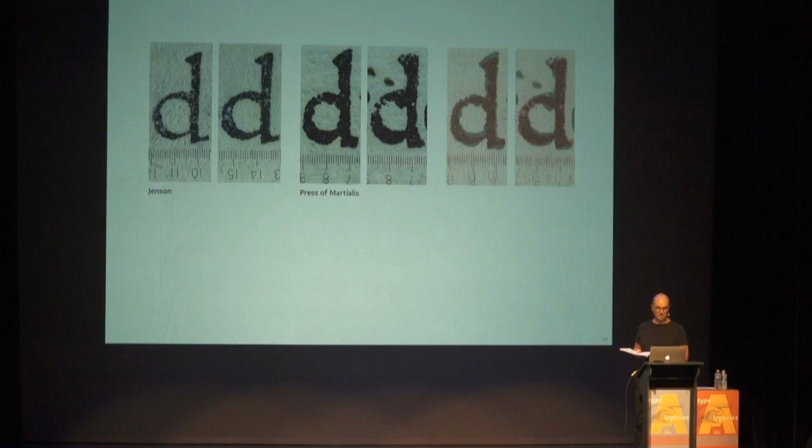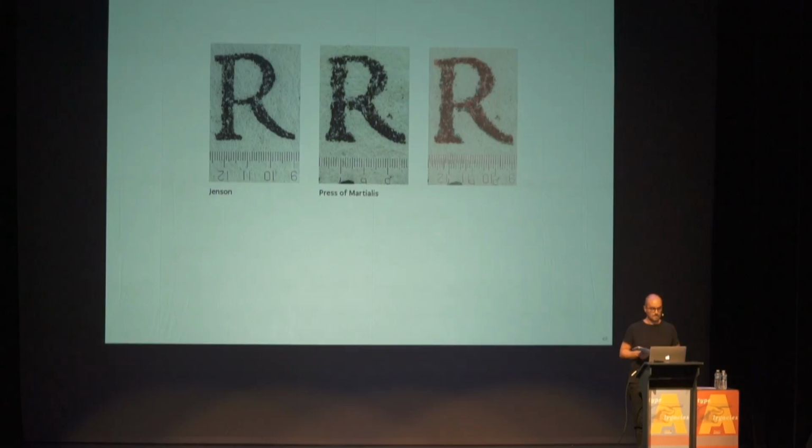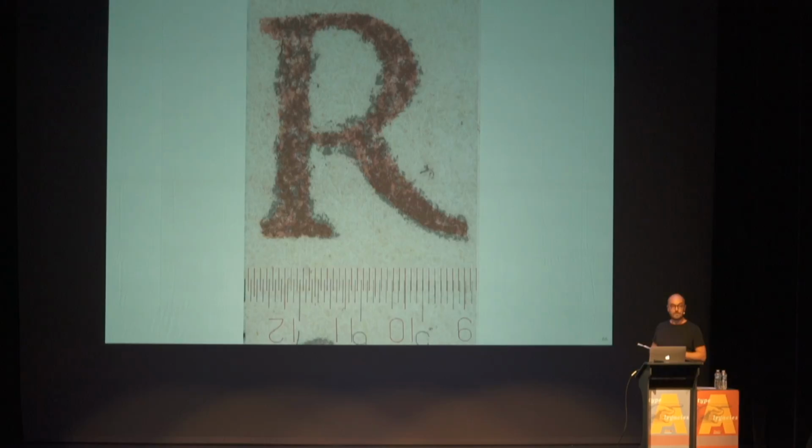The same for lowercase d: despite the boldness and the smashed outline of Presso Marcialis's d, the structure of the two letters corresponds. The same for capital R. You see that there is some gray in the middle, which means that there was more ink on that part of the letter. But the structure of the two letters corresponds.